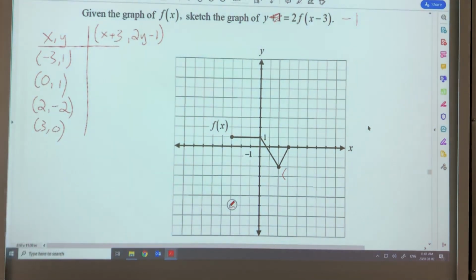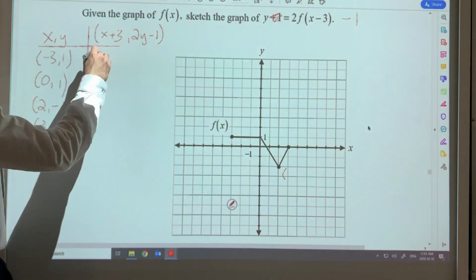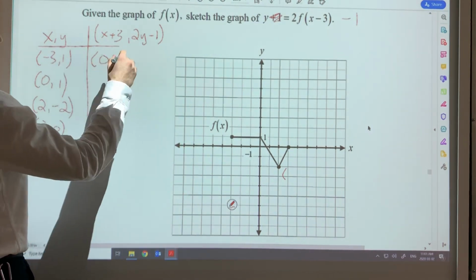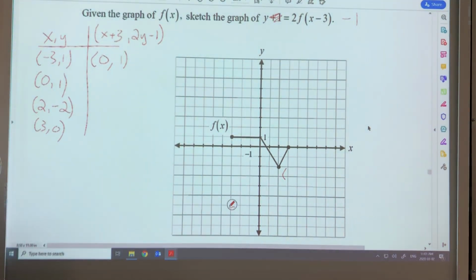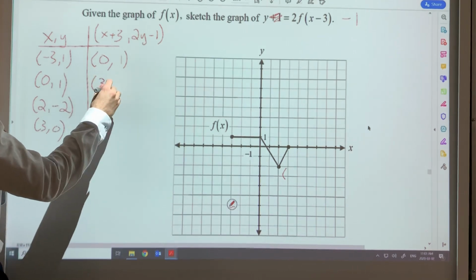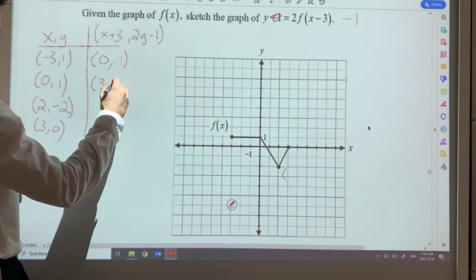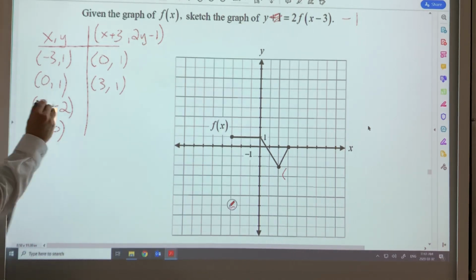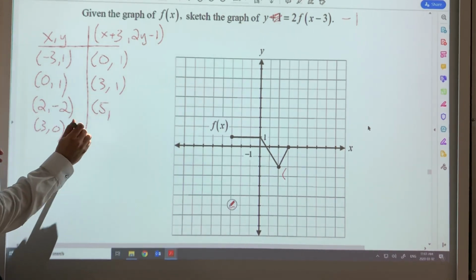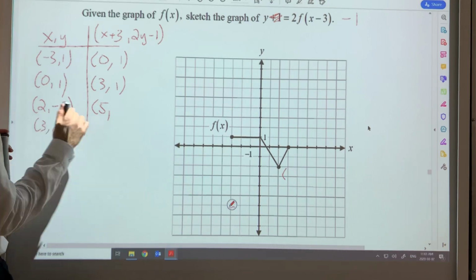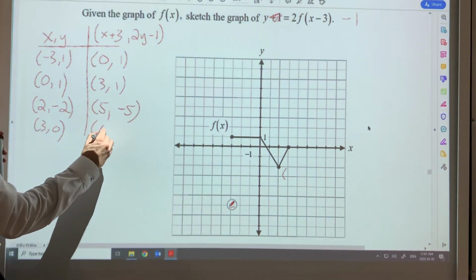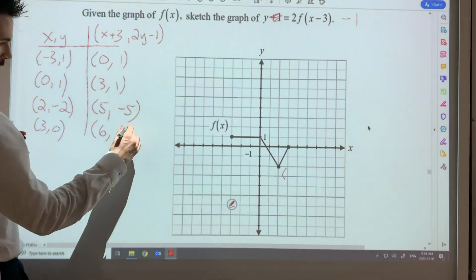And then happy transforming. So you're going to get 0, 2, subtract 1 is 1. And then you're going to get 3, comma, 2 times 1 is 2, subtract 1 is still 1, yeah, okay. And then you get 5. You get -4, subtract 1, -5. And then 3 plus 3 is 6. 2 times 0 is 0, subtract 1, there.